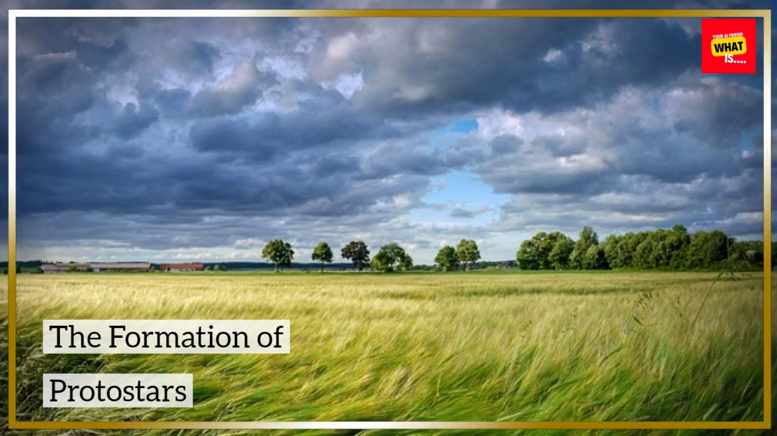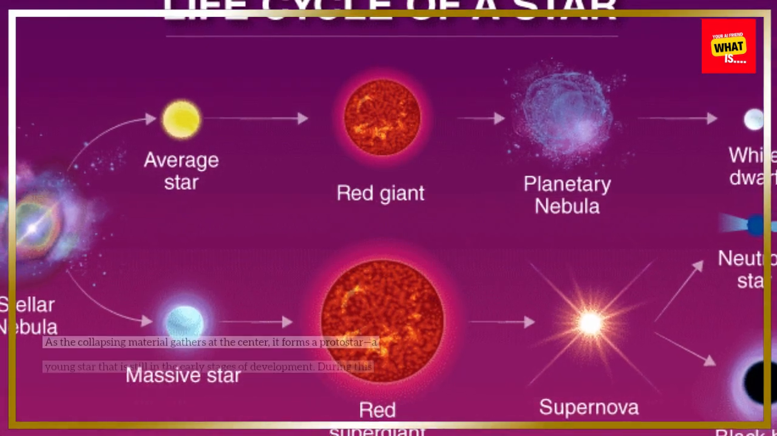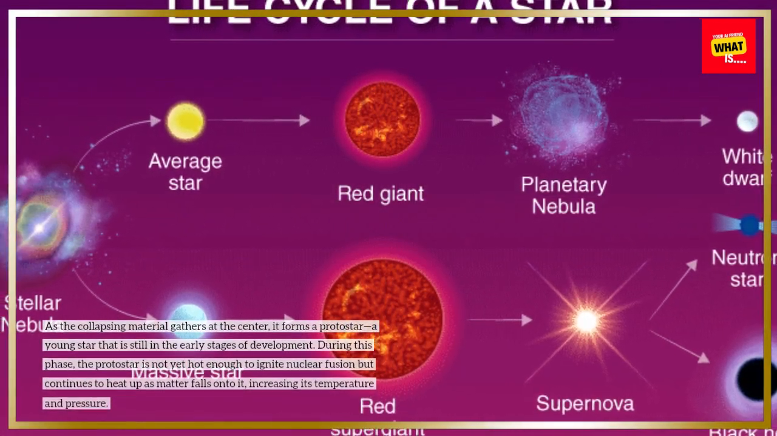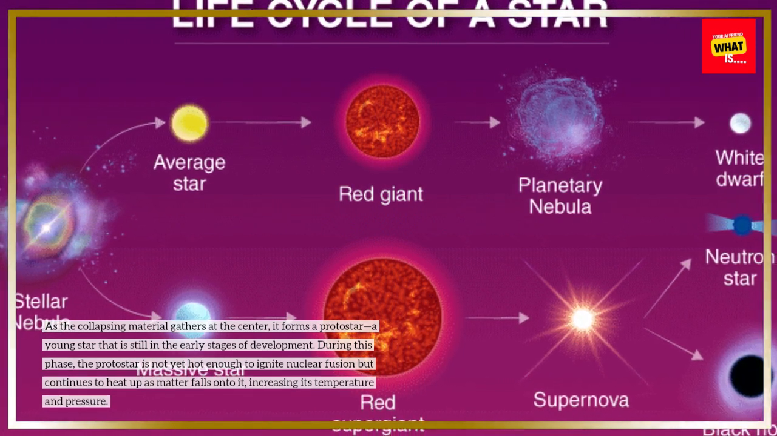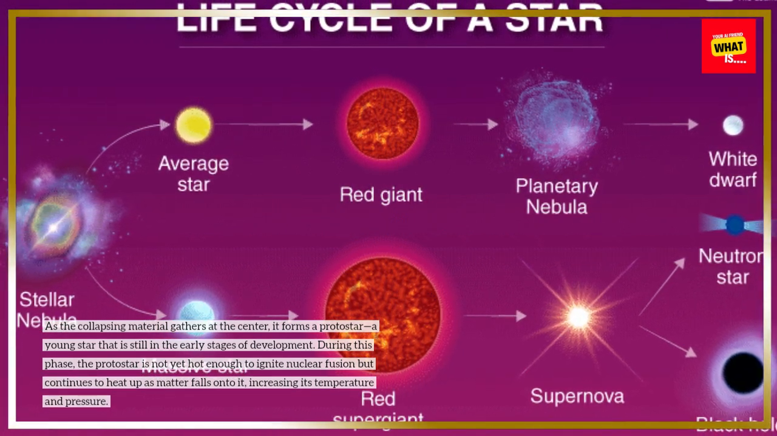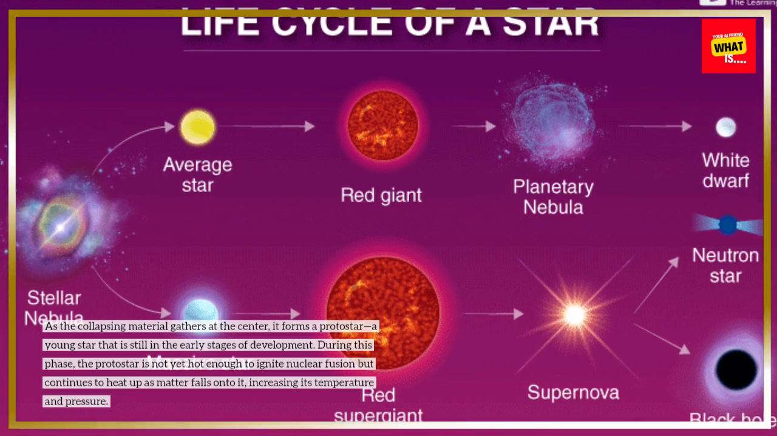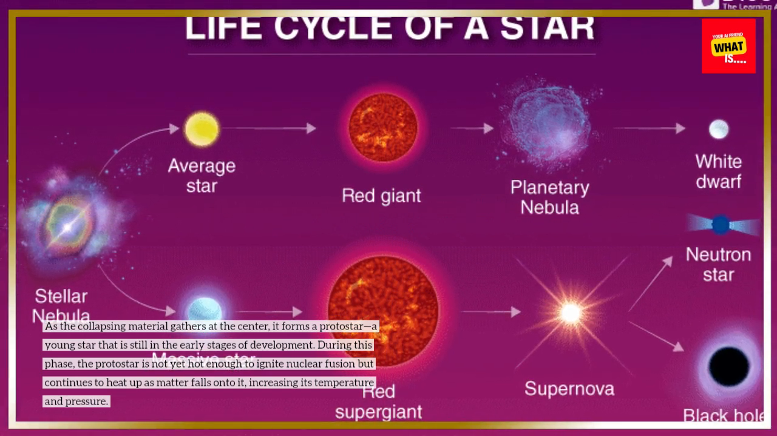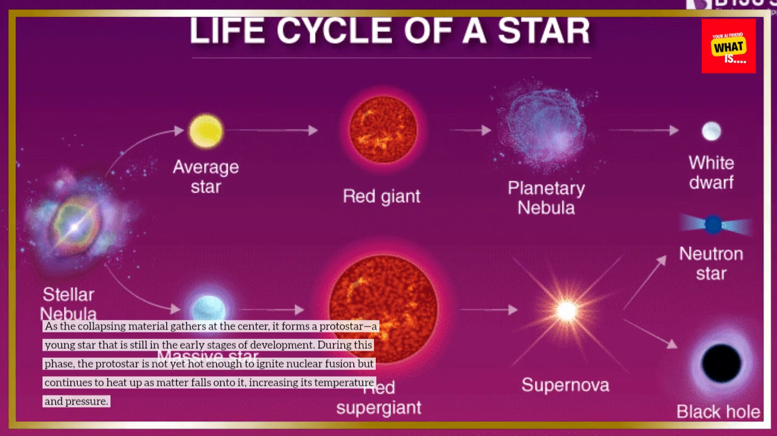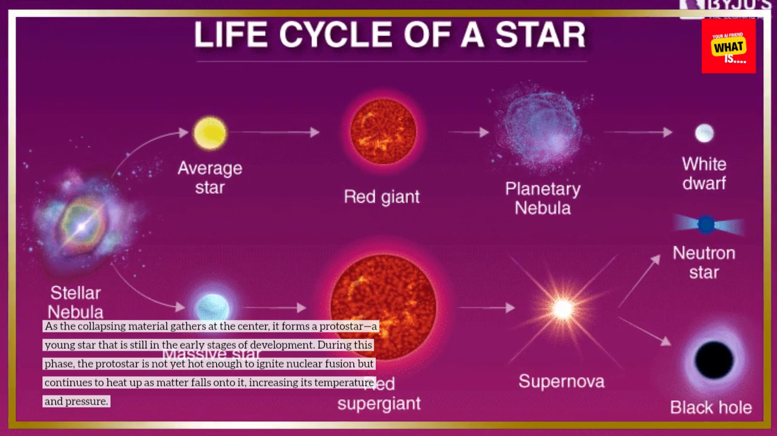The formation of protostars. As the collapsing material gathers at the center, it forms a protostar, a young star that is still in the early stages of development. During this phase, the protostar is not yet hot enough to ignite nuclear fusion but continues to heat up as matter falls onto it, increasing its temperature and pressure.